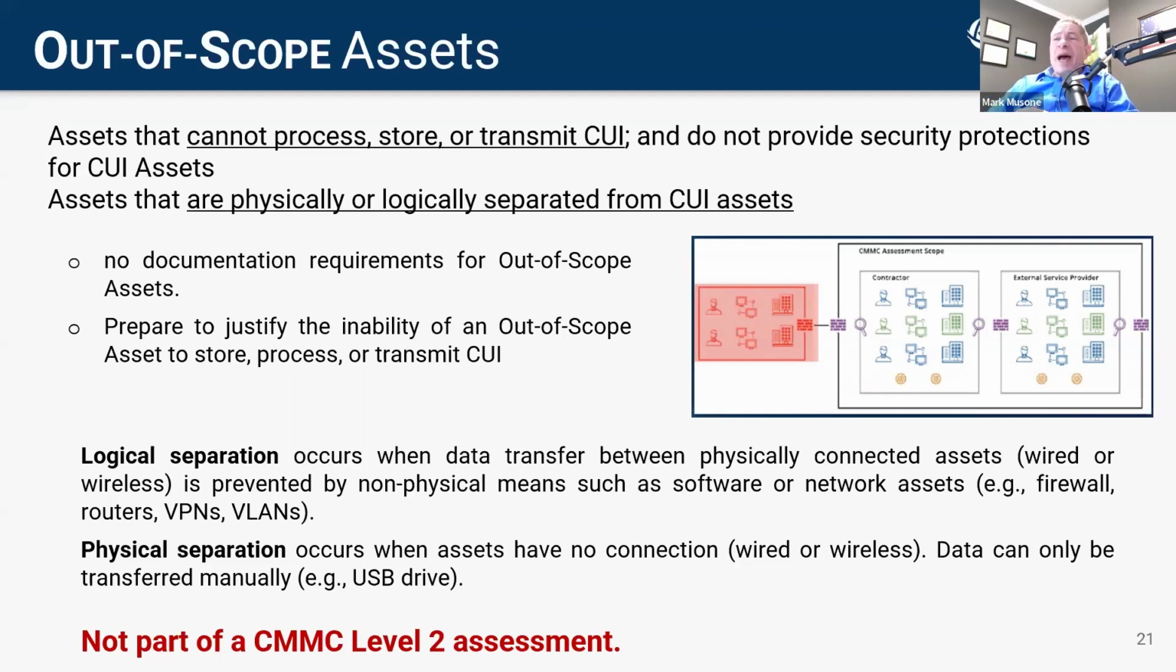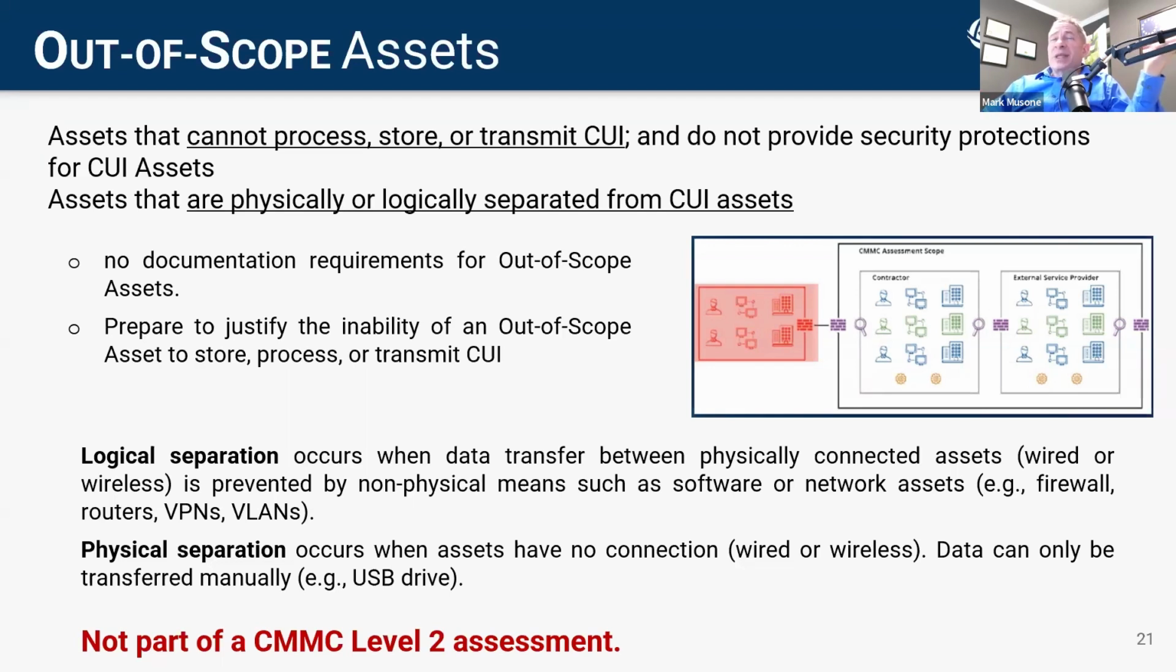If you have an out of scope asset, as far as the assessor is concerned, it doesn't exist. There's no documentation requirements for an out of scope asset. Now, it may make sense for an organization to prepare to justify the inability of an out of scope asset to store, process, or transmit CUI.